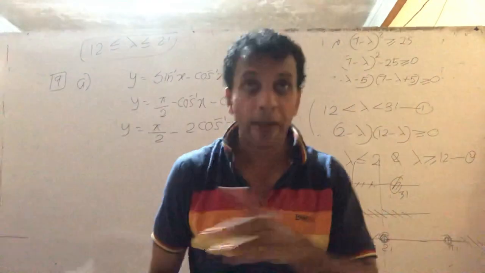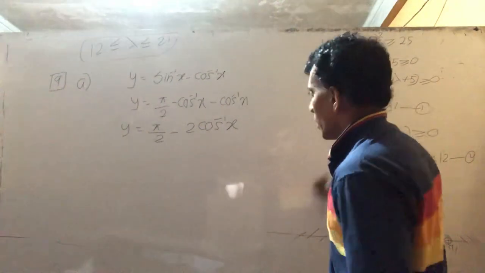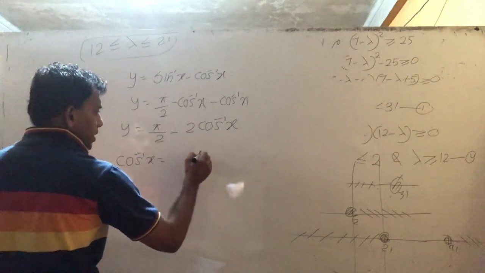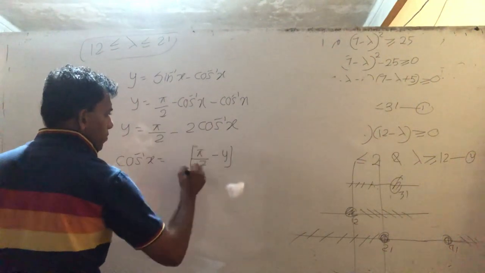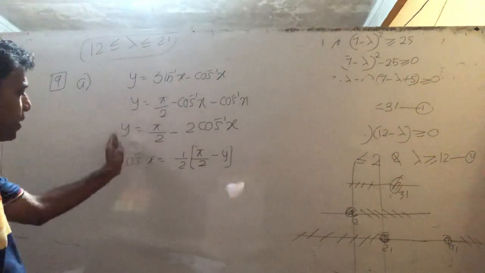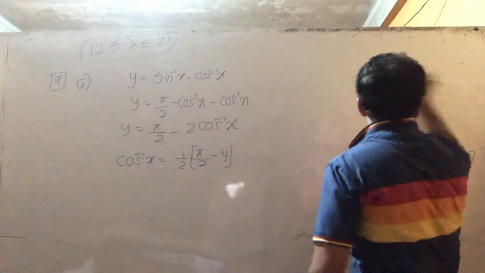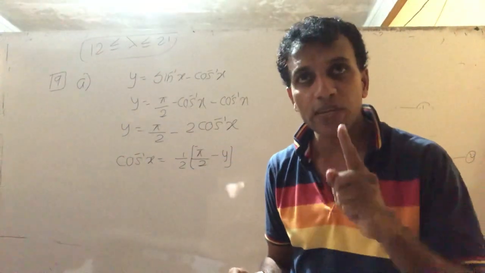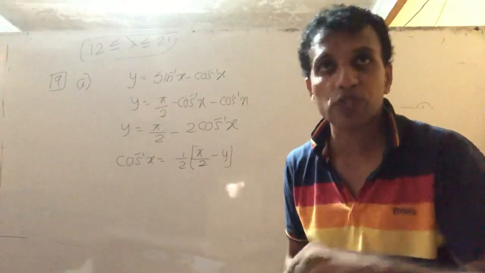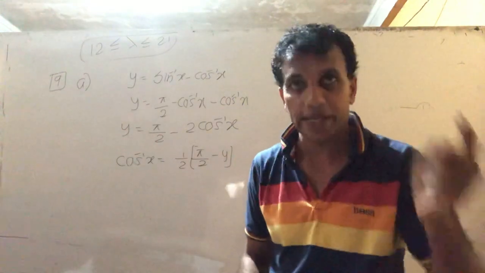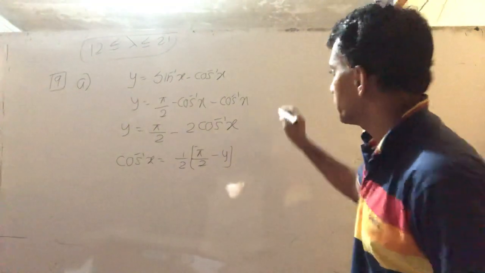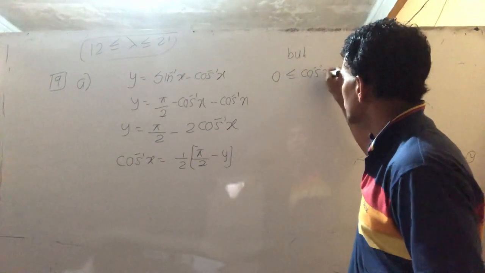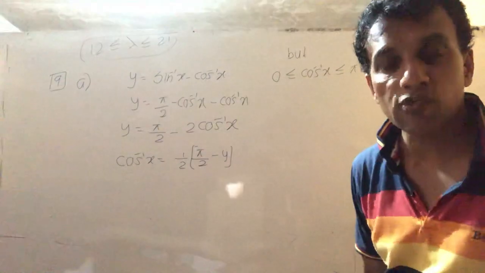So I want to find the boundary of y, the range of y. So what is cos inverse x? Making it the subject, it is pi by 2 minus y, into half, right? Now we write the range of the cos inverse. The cos inverse range is 0 to pi. So 0 is less than or equal to cos inverse x, less than or equal to pi. That is the principal value for cos inverse.